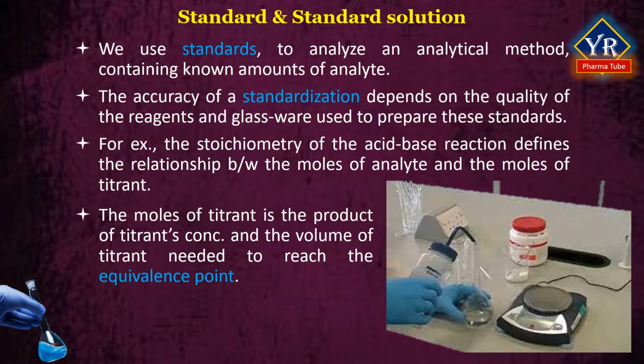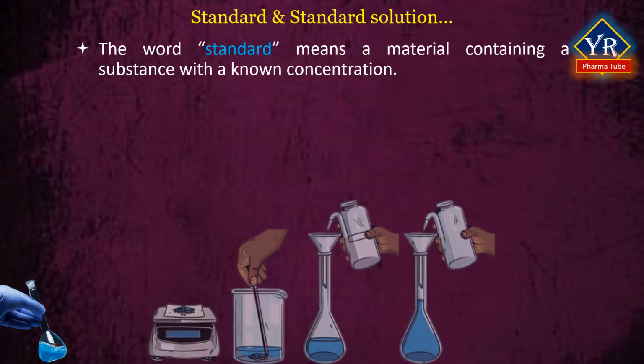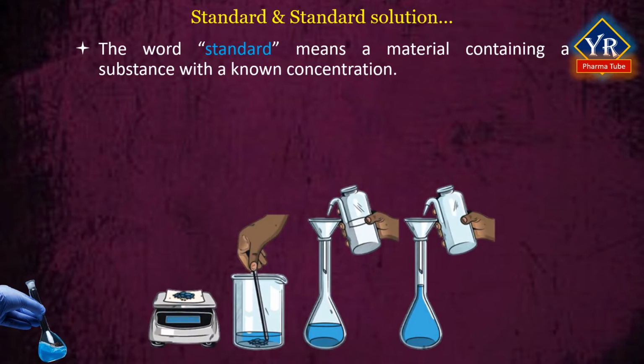In turn, the moles of titrant is the product of the titrant's concentration and the volume of titrant needed to reach the equivalence point. The accuracy of a titrimetric analysis, therefore, can be no better than the accuracy to which we know the titrant's concentration. Thus, the word standard means a material containing a substance of our interest with a known concentration.